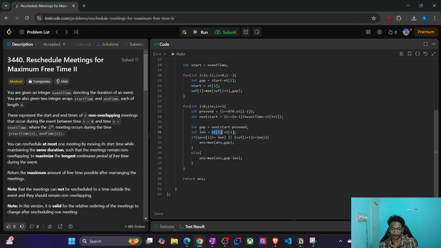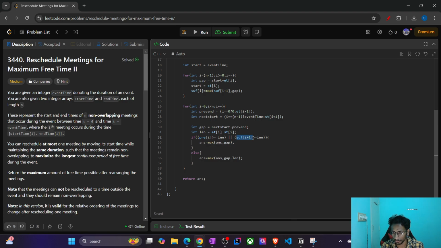So if I am able to reschedule this to the left side of the previous event or the right side of the next event, how are you going to do that? I will check the previous of I. This I have already checked, so I don't need to go to the I minus 1. Whatever maximum gap I have seen up to I minus 1, if that is greater than or equal to the length, then I can shift this into that gap, right? Else it may be possible that we have seen a gap on the right side of the next event, the suffix of the I plus 1. In this case I have to go to the I plus 1.